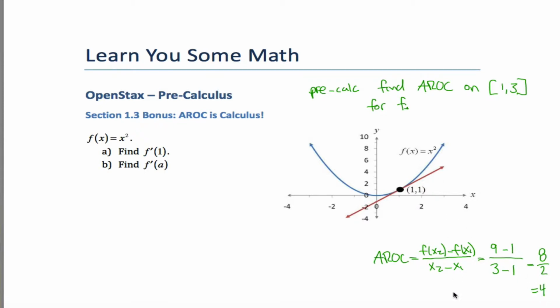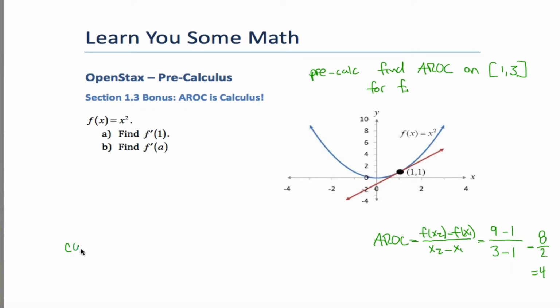That's a pre-calc question. It asks you to find the average rate of change and it gives you an interval. It gives you two different x values. A calculus question is, this is not how it's going to be asked in calculus, but essentially is find the average rate of change on 1, 1. Well, wait, what? The two x coordinates are the same. They're both 1s. Find the average rate of change.